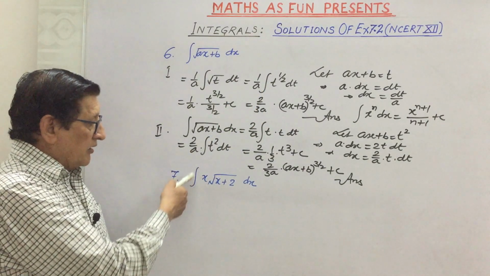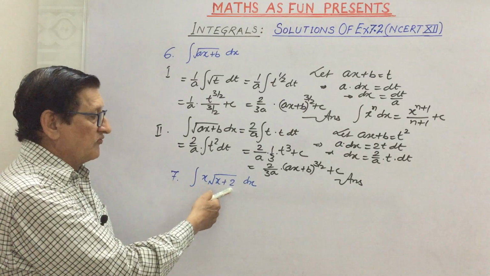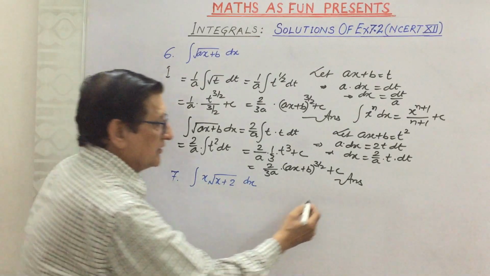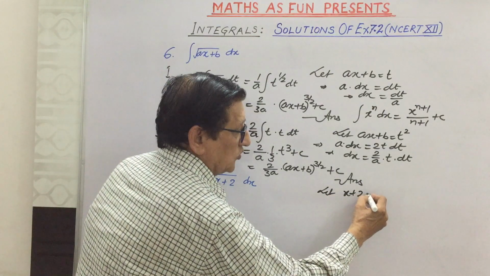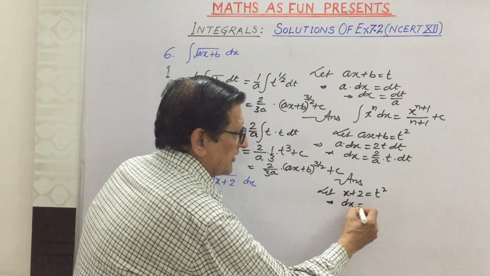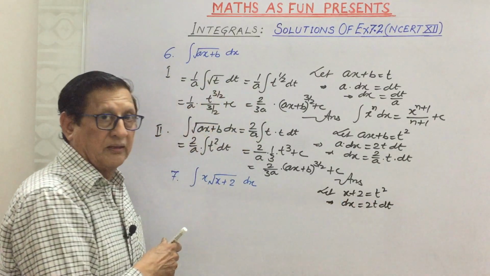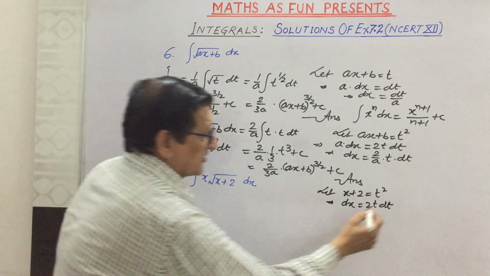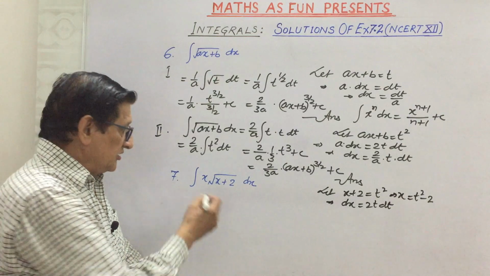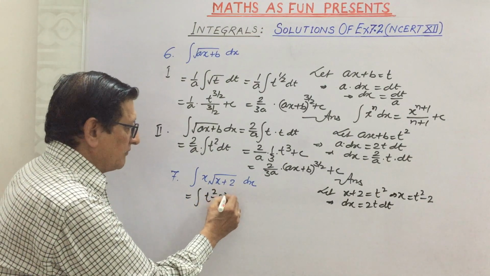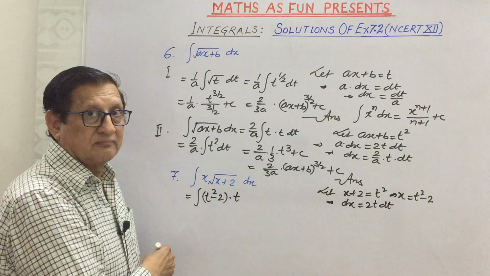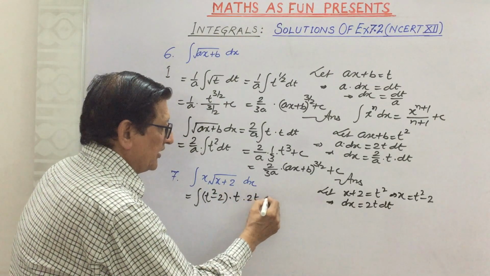Question number 7 is integral of x into root of x plus 2 dx. In this also, if we want to avoid the radical power, we can consider x plus 2 as t square. Differentiating this, we are getting dx is equal to 2t dt, but we have here x. The value of x from this we are getting is t square minus 2. So in this case, we will write here t square minus 2 in place of x, t in place of root of x plus 2, and this is 2t dt.